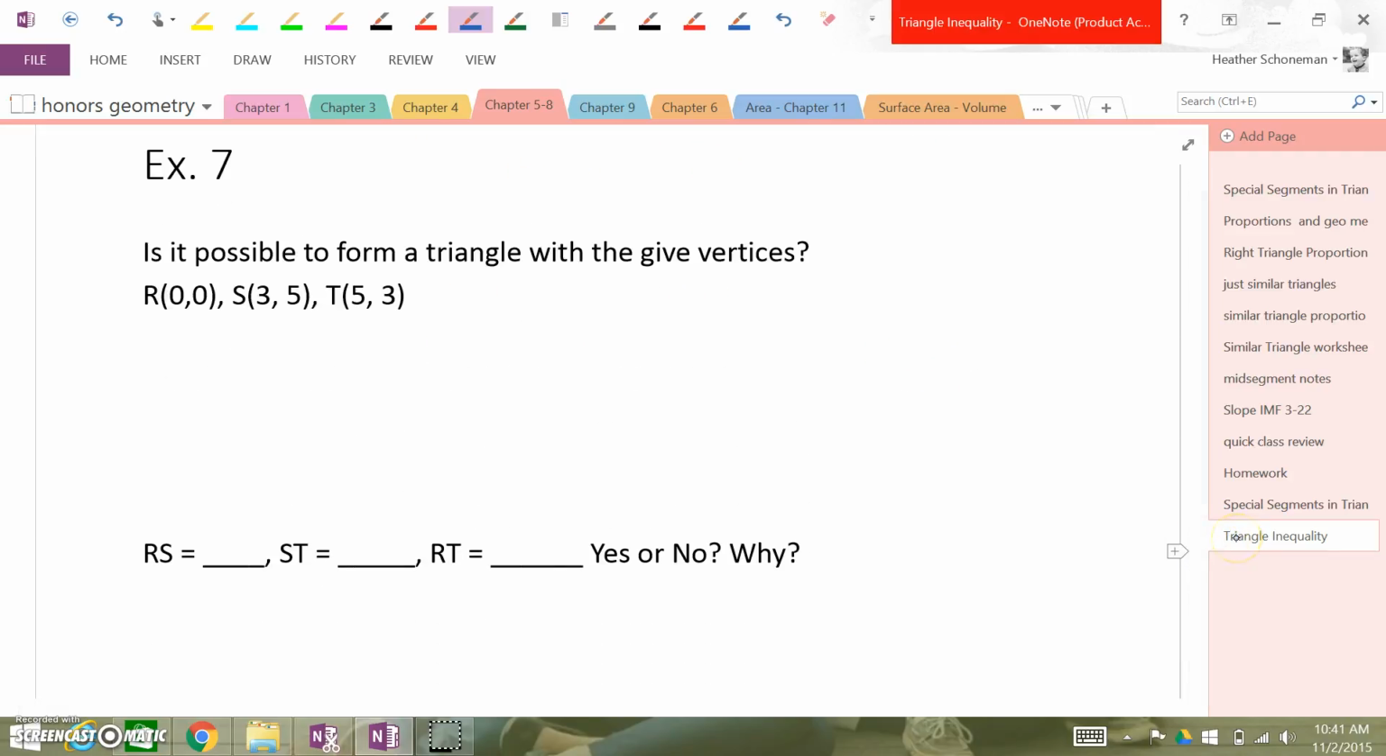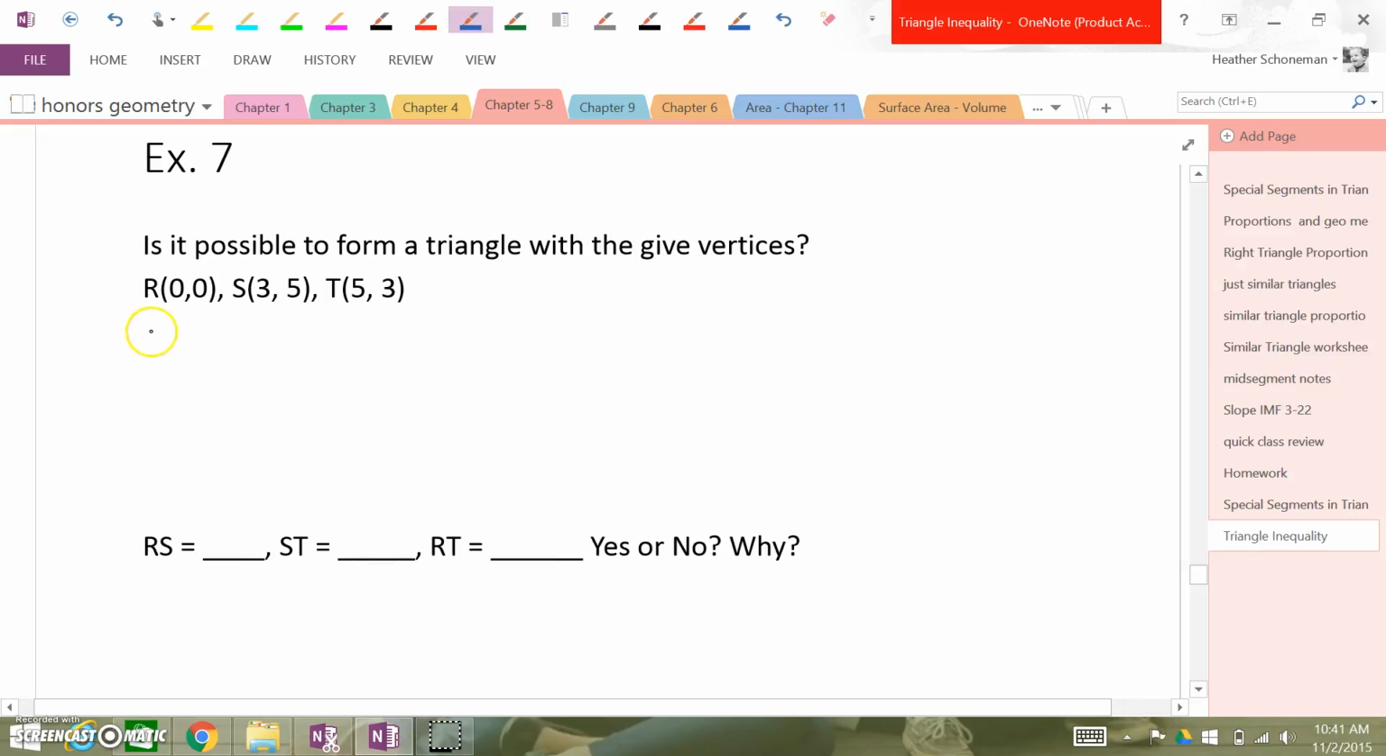Alright, example 7. Is it possible to form a triangle with the given vertices? Well, to do that, we have to add the 2 smallest sides together and see if it's greater than the third. But first, we have to figure out the side length. And to do that, we have to use the good old distance formula again. Okay, so RS, x2 minus x1, so 3 minus 0 squared, plus 5 minus 0 squared. 3 minus 0 is 3, 3 squared is 9, 5 minus 0 is 5, 5 squared is 25, so we get the square root of 34.